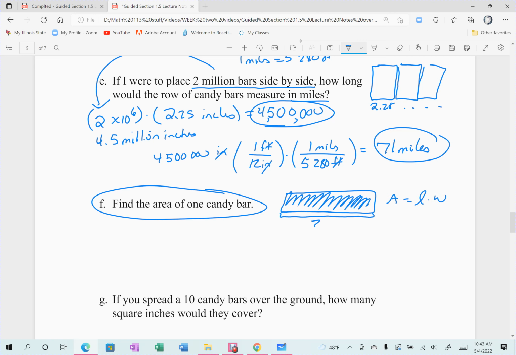The length was 5.5. The width was 2.25. So area is 5.5 inches times 2.25 inches. And so area is going to be inches squared. So when that multiplies out, it's 12.375 inches squared. If I leave it as a decimal, again, you can convert it to a fraction. Might be a little easier to write it as a fraction. And again, depending on if we're doing homework assignments, they may ask for the fraction.